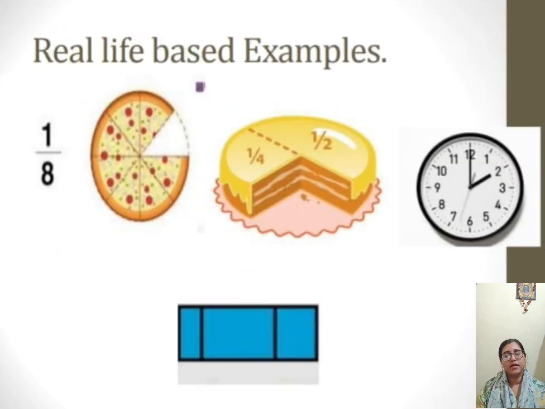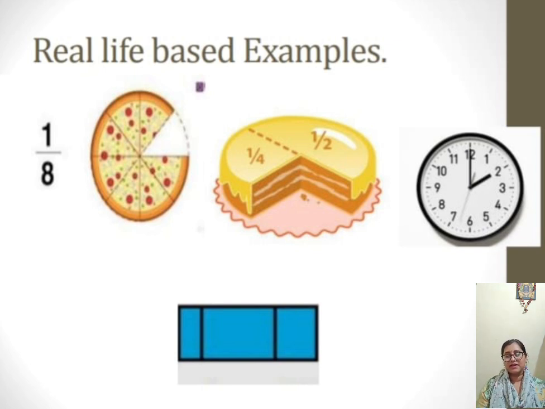See more examples here. Pizza. You can see how many total parts are there? 8 parts. So you will put 8 in the denominator, and suppose one part of the pizza I have eaten, how will you write the fraction? You will write 1/8. Clear? And if I eat one more part, then what will be the fraction? 2/8. It means out of 8 parts, 2 you have eaten. Clear? Okay, see the next example, cake.